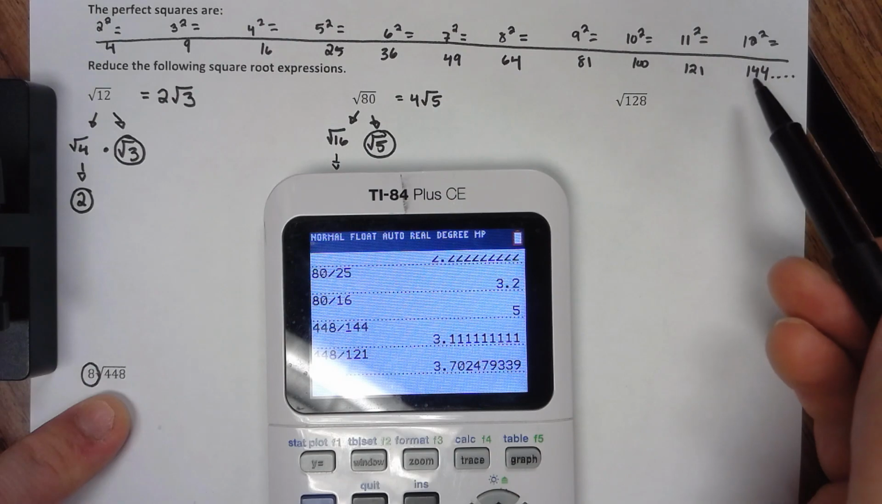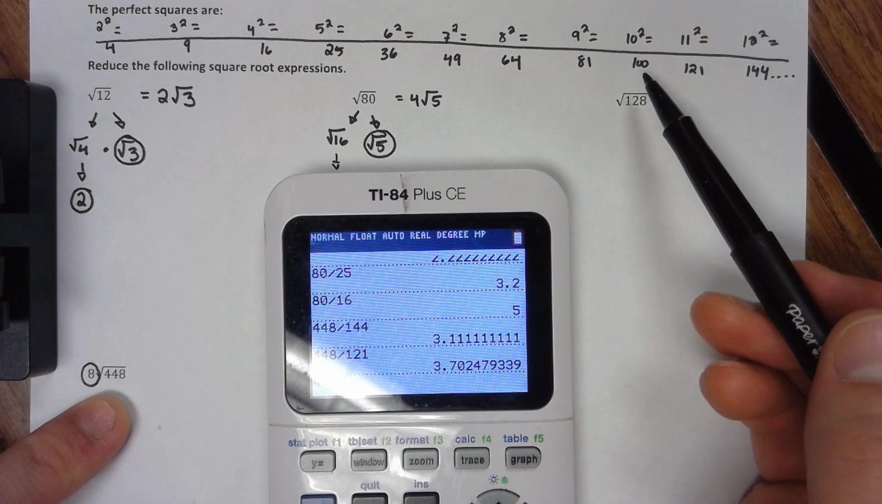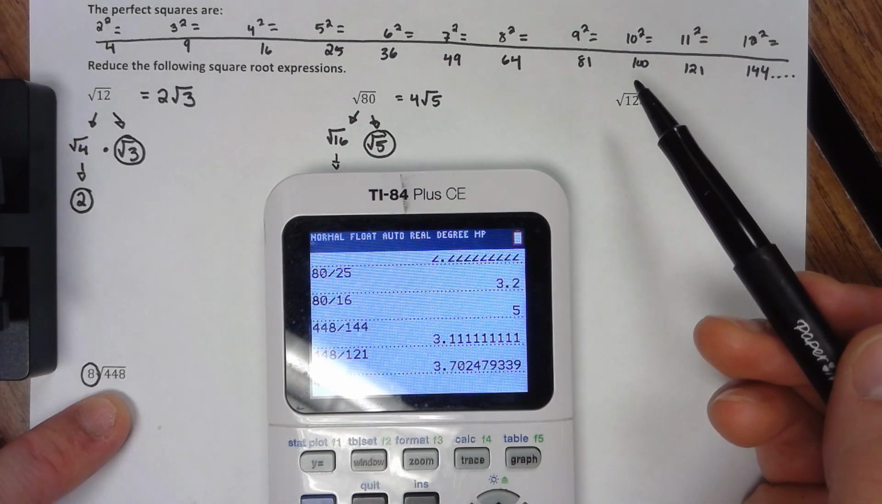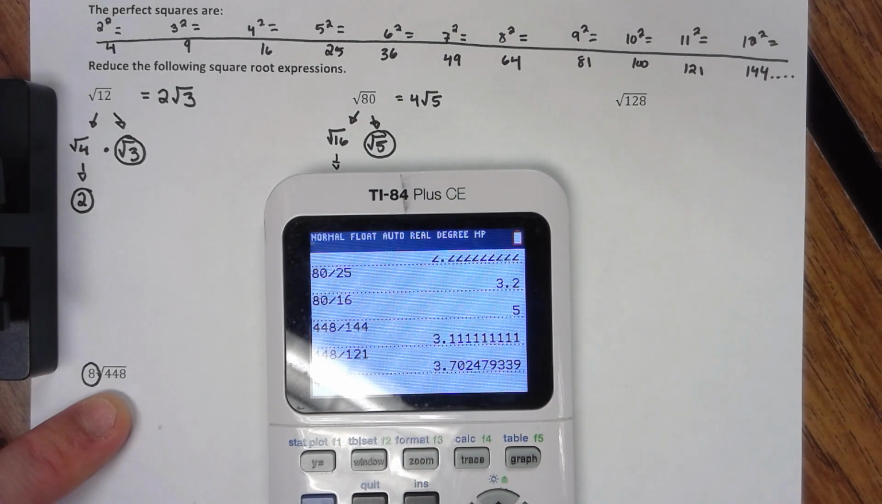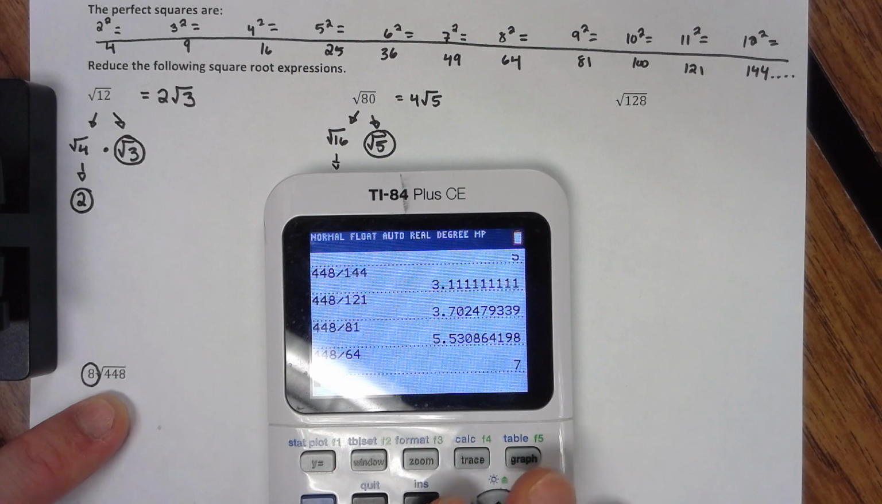And I'm starting at the largest perfect square and working down. If you have a good number sense, you can skip some, like 100. I know 100 doesn't divide 448, so I'm going to skip that. So I'm like, okay, what about 81? Nope. So I'm like, okay, what about 64? Yes, 64 and 7.